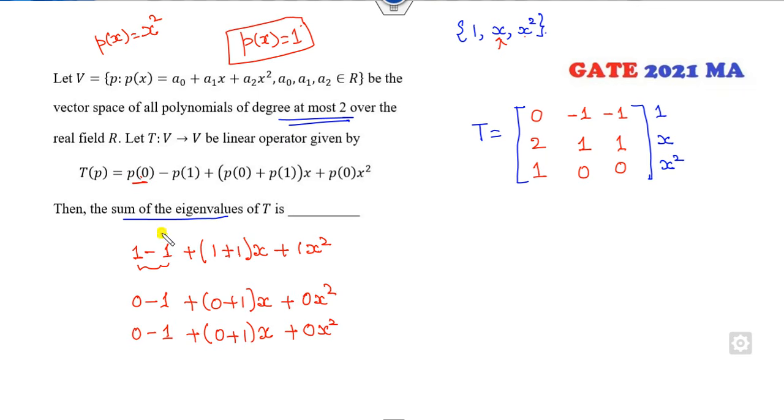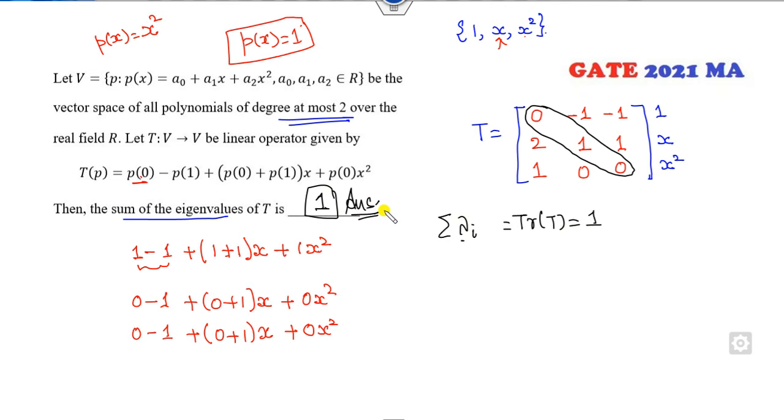So what is the sum of the eigenvalues? The sum of the eigenvalues is always the trace of this matrix. So what is the trace of the matrix? 1, which is nothing but the sum of the eigenvalues. So the answer of this problem is 1. That is very simple again.